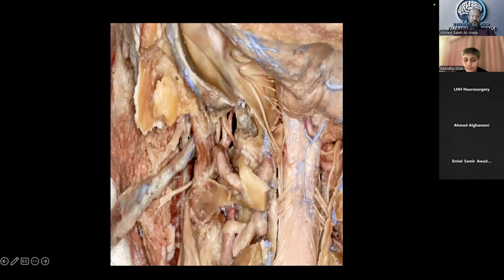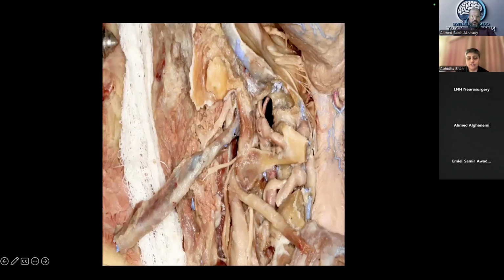So what is an important landmark is when you dissect in this region, here you will see the internal carotid artery and the internal jugular vein in the anterior aspect of the rectus capitis lateralis. So this is a landmark. When you've reached here, then further dissection in this region will give exposure to the ICA and the IJV. Here you can see the internal jugular vein has been retracted here.